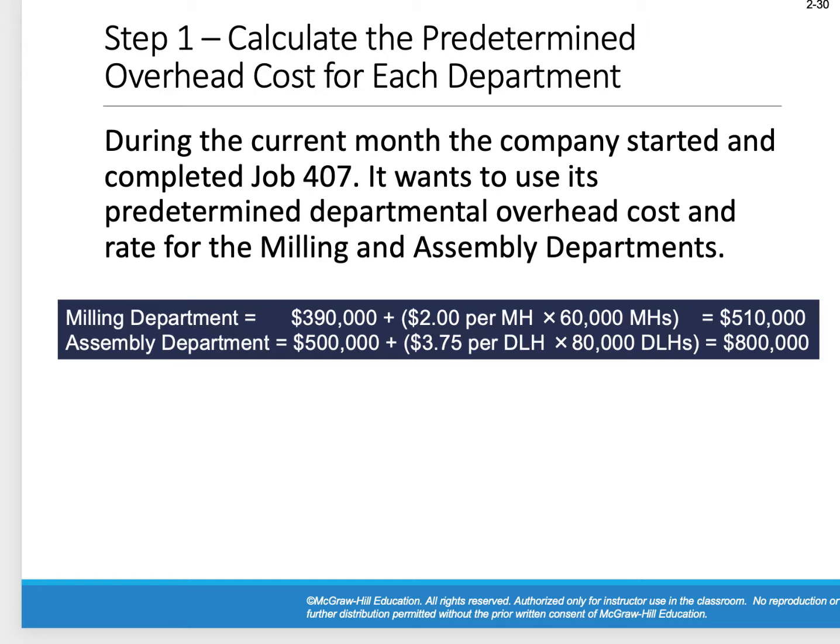Do the same thing for the assembly department. We take our fixed assembly department overhead costs plus our variable assembly department overhead costs. 500,000 is the fixed, plus $3.75 per direct labor hour times the number of direct labor hours we estimate we're going to use. So for the assembly department, we get a total estimated manufacturing overhead cost of $800,000. We're halfway there.